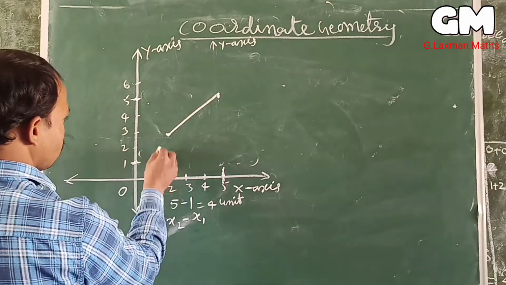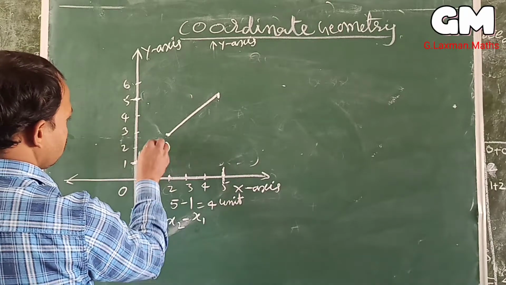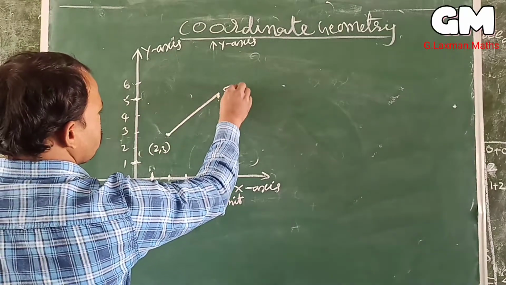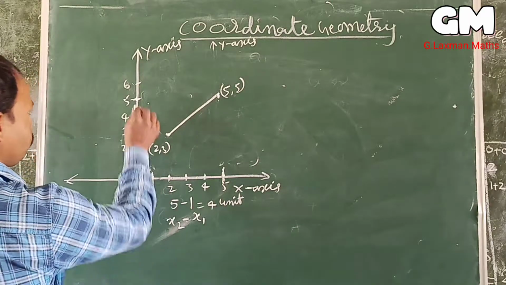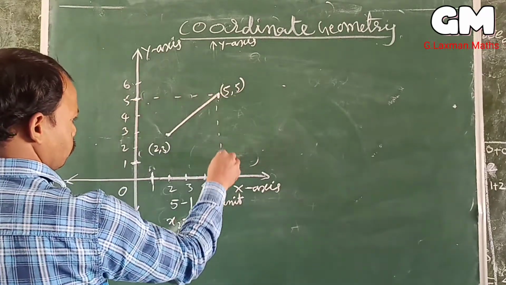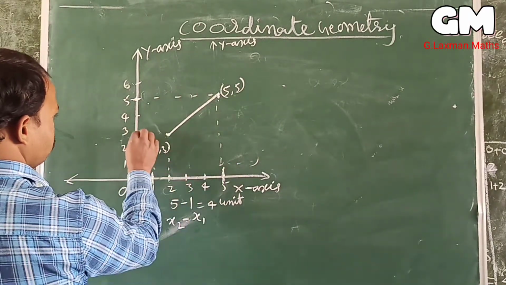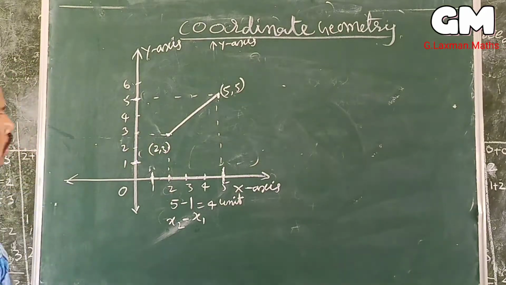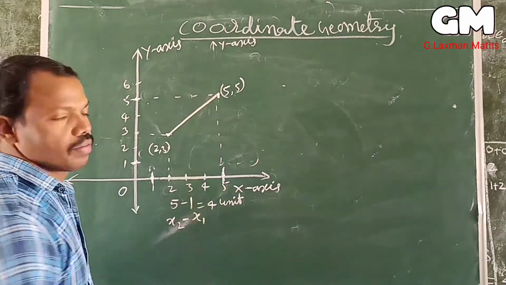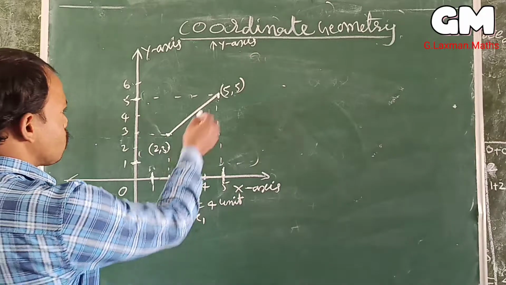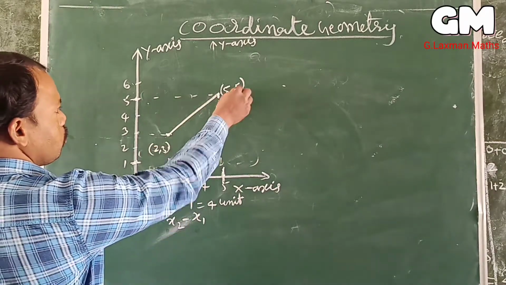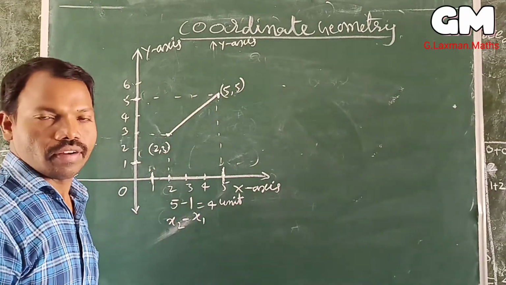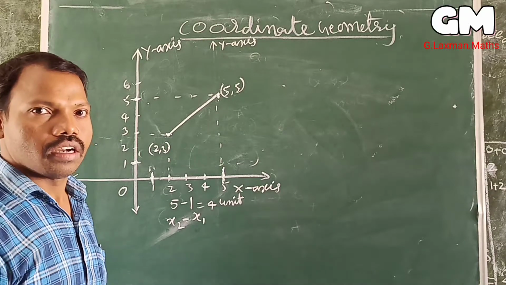So this is the point with x coordinate 2 comma 3 and this is 5 comma 5. How can we find the distance between these 2 points? We cannot use 5 minus 2 and 5 minus 3. We cannot get the distance like that.